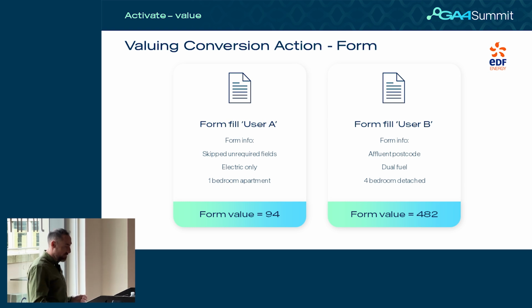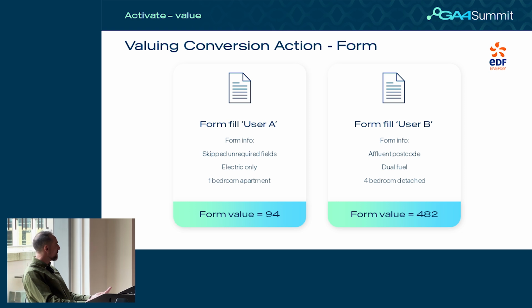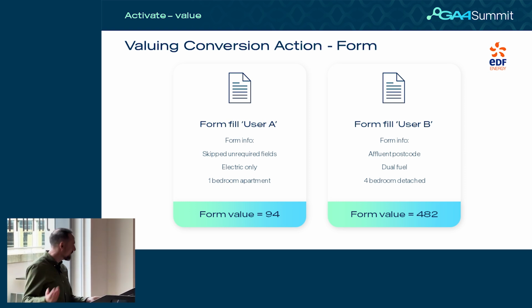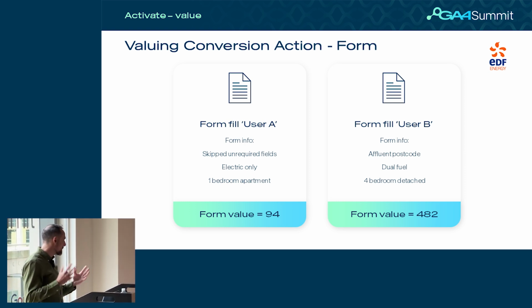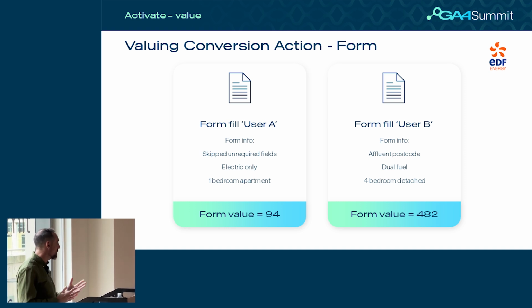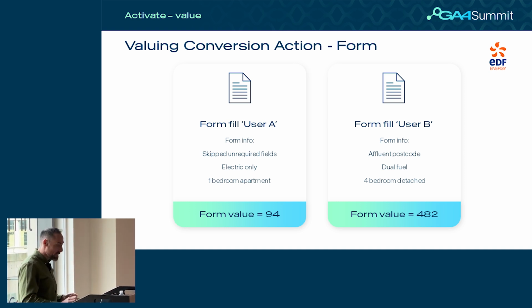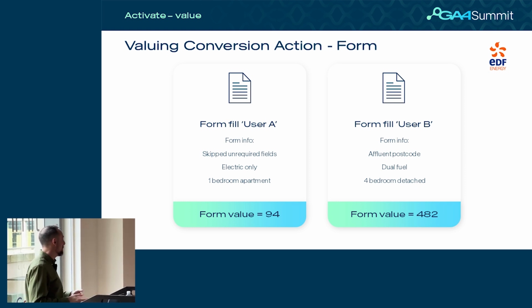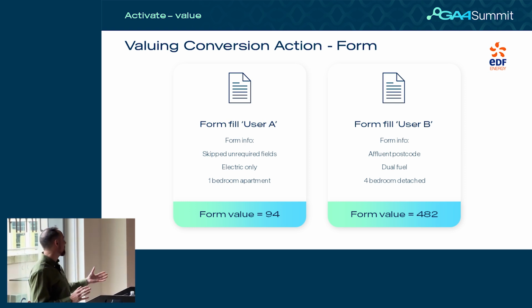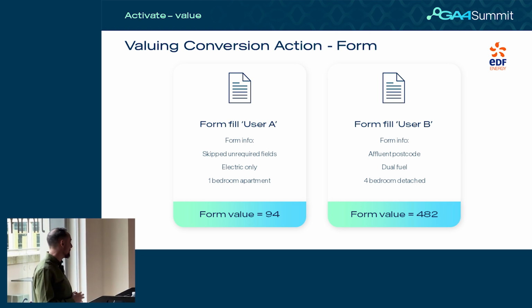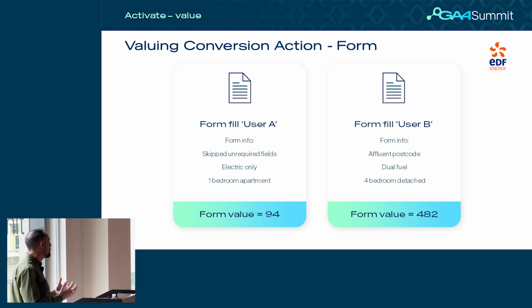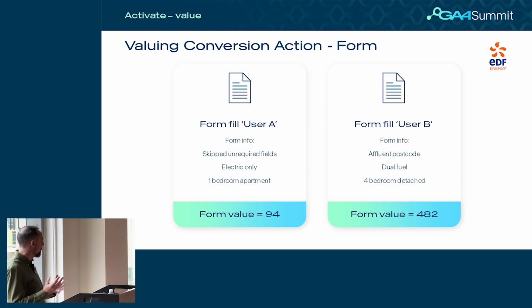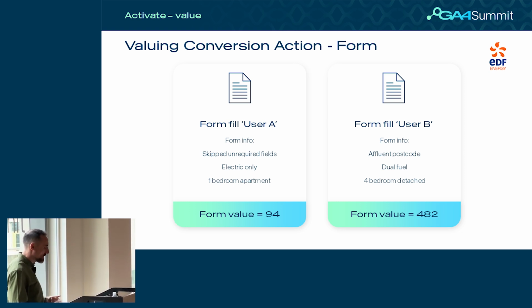So again, a human looking at those two different forms would say, absolutely, that right-hand side, user B, is the more valuable type of user that we want to attract. So therefore, we can assign an arbitrary score. I've just made them up, but we can put scores against these two users in terms of how much impact they might have on the business.